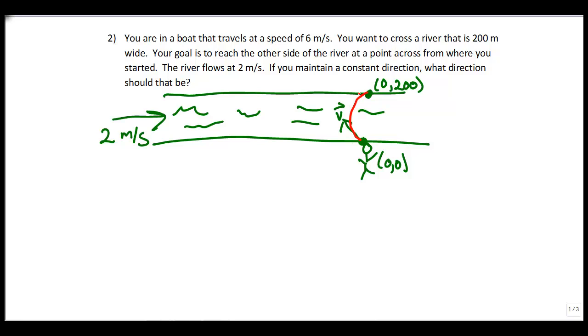Okay, so what we've got to think about is, as we move along, our position. So let's say our position at time t.